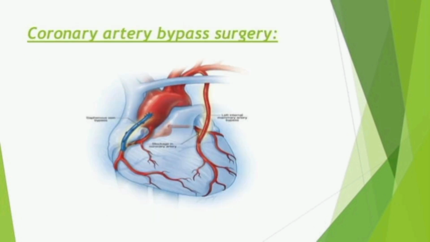Coronary artery bypass surgery creates a new path for blood to flow around a blocked or partially blocked artery in the heart. The surgery involves taking a healthy blood vessel from the chest or leg area. The vessel is connected below the blocked heart artery. The new pathway improves blood flow to the heart muscles.